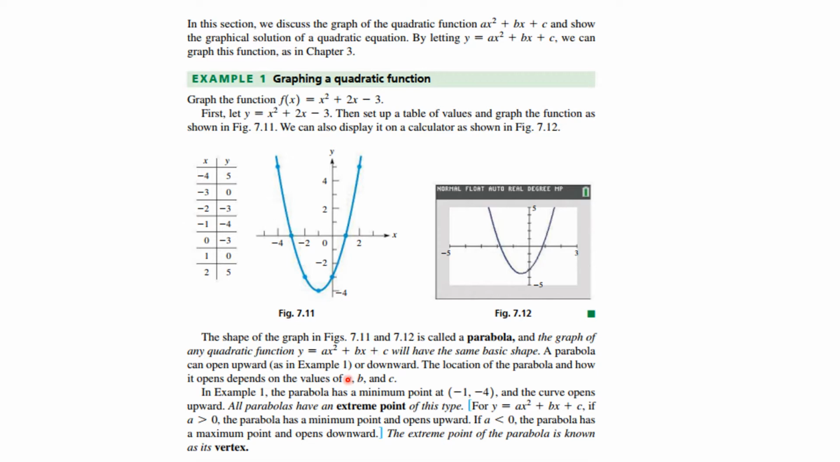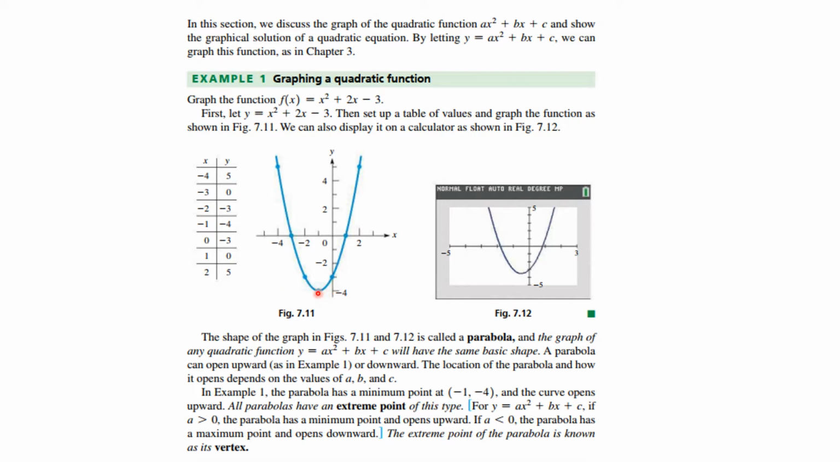Now, it can open upward, and the reason we know this is opening upward is because the a, in this case, is 1. It is greater than 0. That means it's going to open upward. We are going to see that whenever the leading coefficient, the coefficient of the x squared, is negative, it will open downward. Also, this parabola has a minimum point.